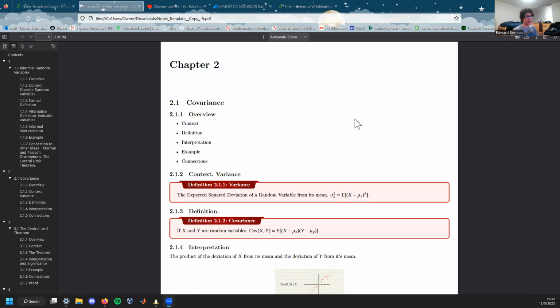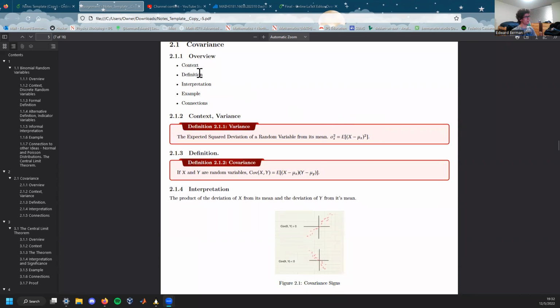Hello, I am Edward Berman, and I'm going to be talking to you about covariance. As an overview, I'm going to give you some context, a definition, an interpretation of what it is, a helpful example, and make some connections.